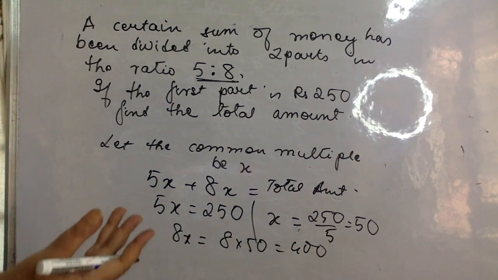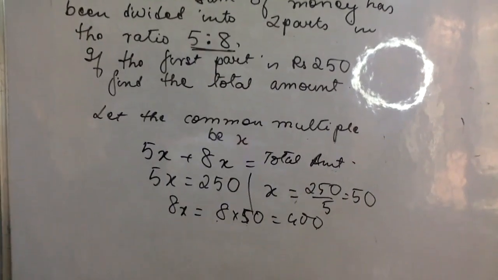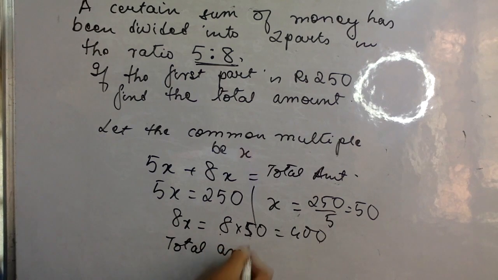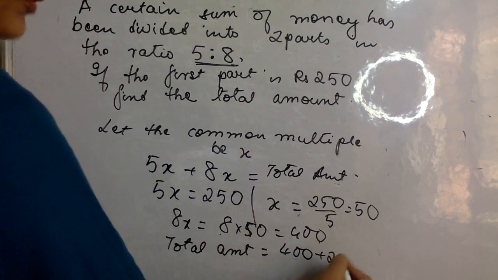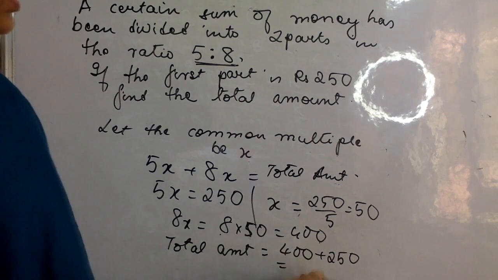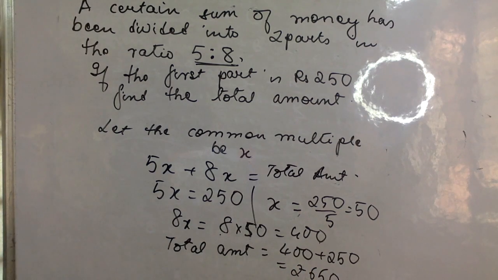How am I doing it without rough work? I am just multiplying 8 into 5, writing 40 and then putting this. That's the way you should do your calculations. So here it is 400. Now they have asked for the total amount. Let me find the total amount. The total amount is going to be 400, which is this, plus 250, that is rupees 650. That is my final answer.